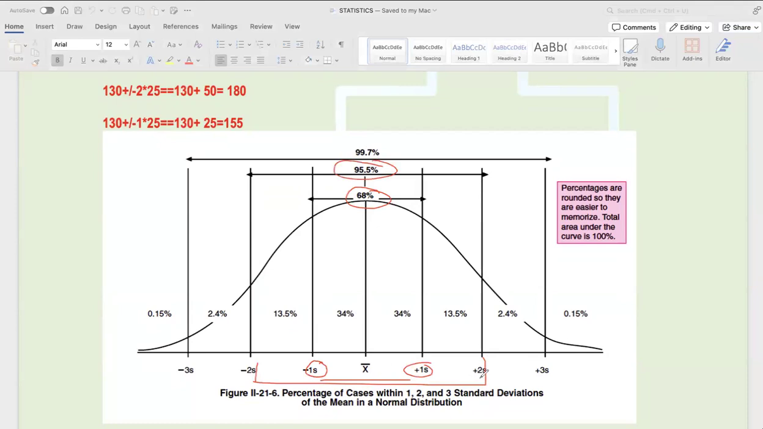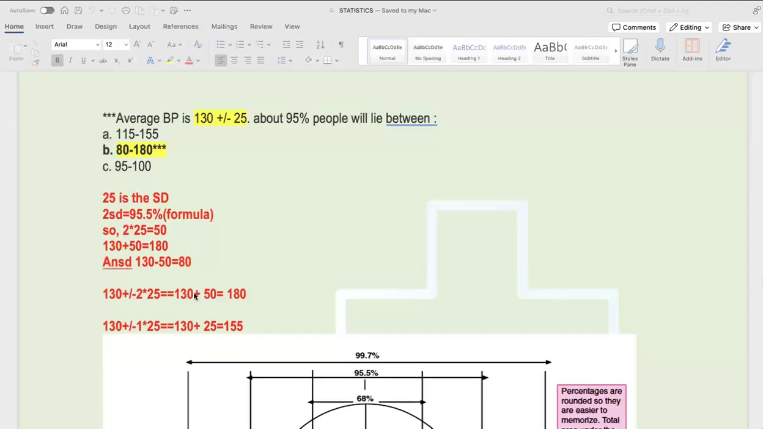95.5% of people fall into two standard deviations, and 99.7% of people fall into 3 standard deviations. You just need to memorize these numbers. So up to 68 is 1 standard deviation, up to 95.5 is 2 standard deviations, and 99.7 is 3 standard deviations. Now, this will come in handy later on when we do this question.